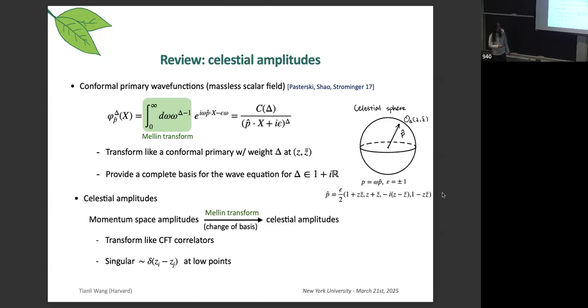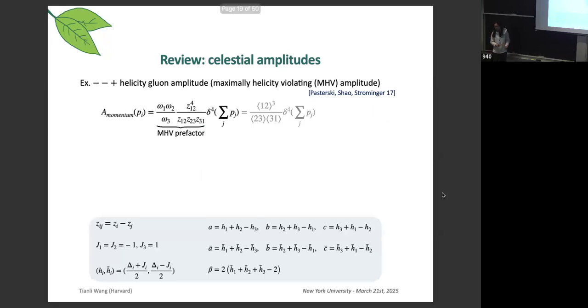We can obtain celestial amplitudes by performing Mellin transforms on momentum space amplitudes, where we just have one Mellin integral like this for each particle. By construction, celestial amplitudes transform like CFT correlators with weight delta and some spin. But like I mentioned, some of them, especially the low point ones, don't quite look like usual CFT correlators, but they contain these types of singularities at low points. Let me explain what I mean exactly by giving you a concrete example.